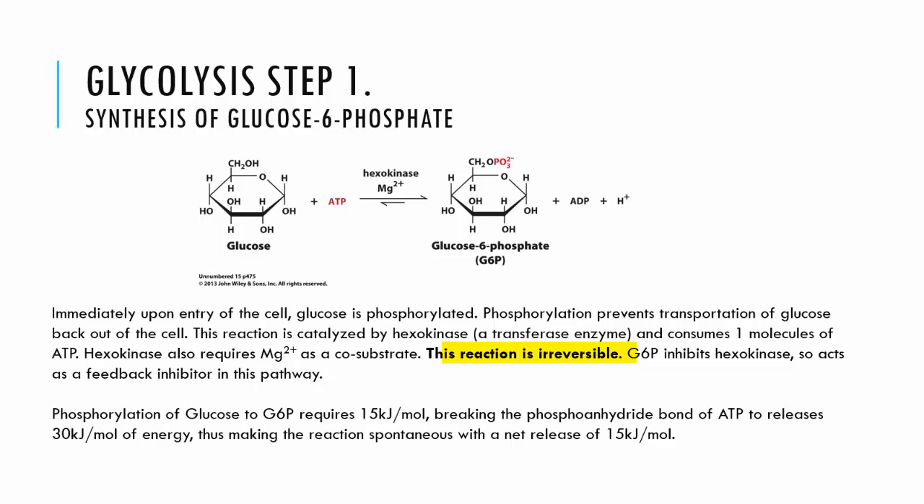The phosphorylation of glucose to yield glucose 6-phosphate is an endergonic reaction, requiring 15 kilojoules per mole of energy. By coupling this reaction with the dephosphorylation of ATP, which releases approximately 30 kilojoules per mole of energy, we now have a net release of 15 kilojoules per mole of energy, making this reaction highly favorable and spontaneous.